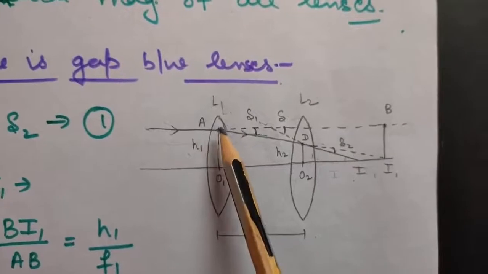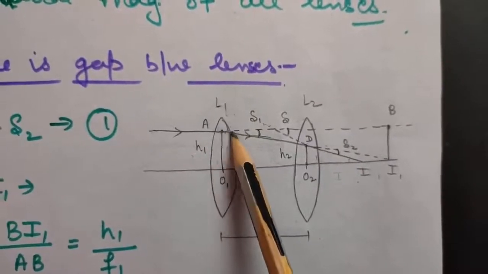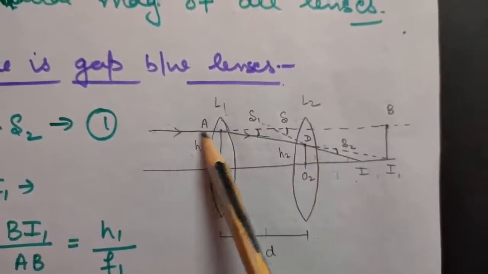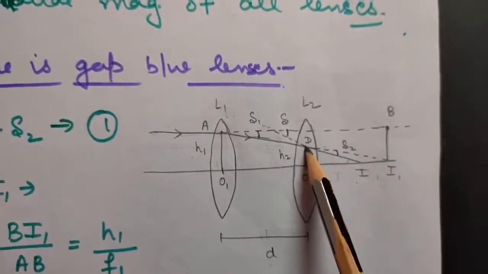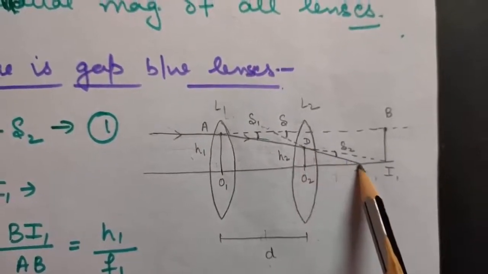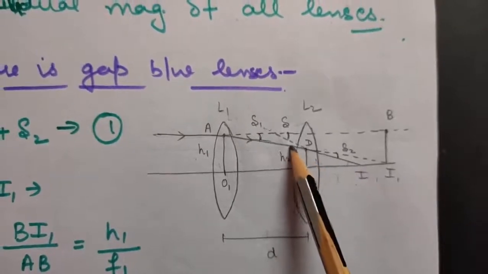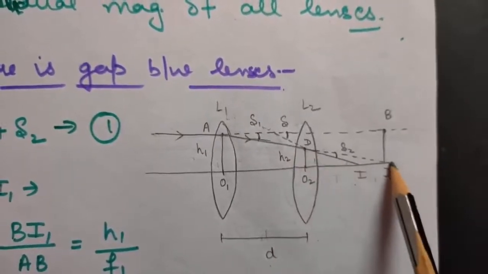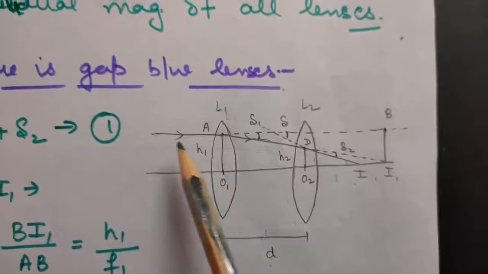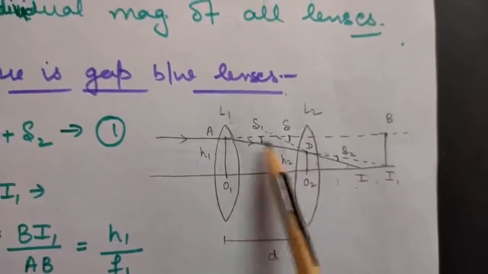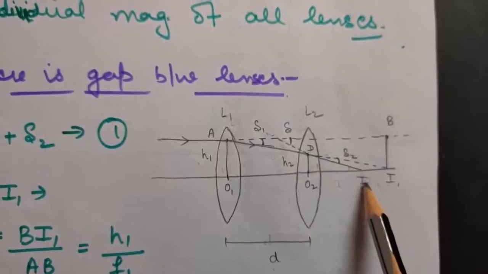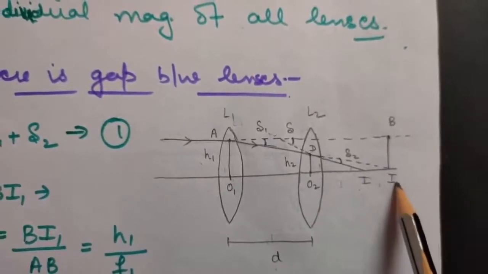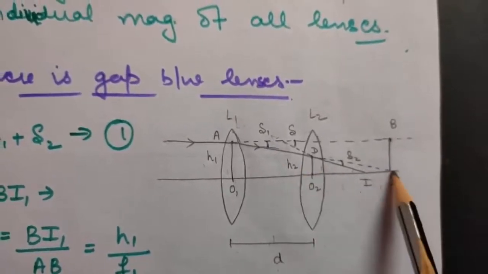Now, at L1, it will suffer a deviation like this. So this is the deviated ray. Now at L2, again it will suffer a deviation. So this is the final deviation. And I am producing this ray like this. So we can say this is the image after 2 deviations. So this is the final image I, and this is the I1 image which is formed by L1.